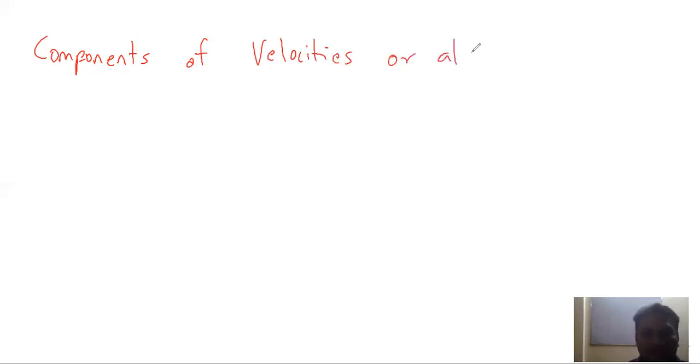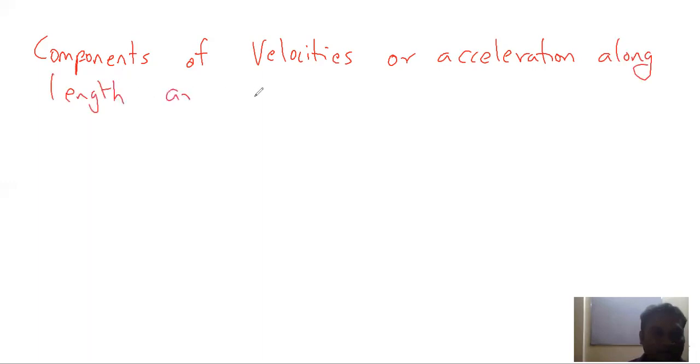Now, another method to solve this kind of question is components along the length. The components of velocities or accelerations along the length are equal. So this is a slightly quicker method. Let us see the method.